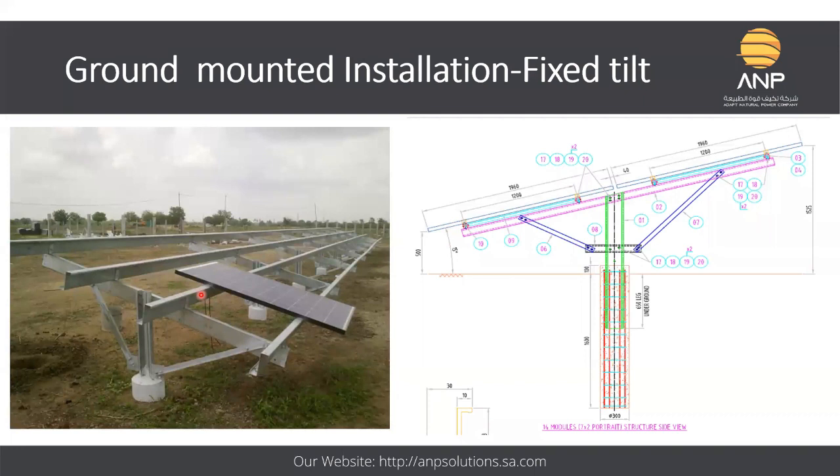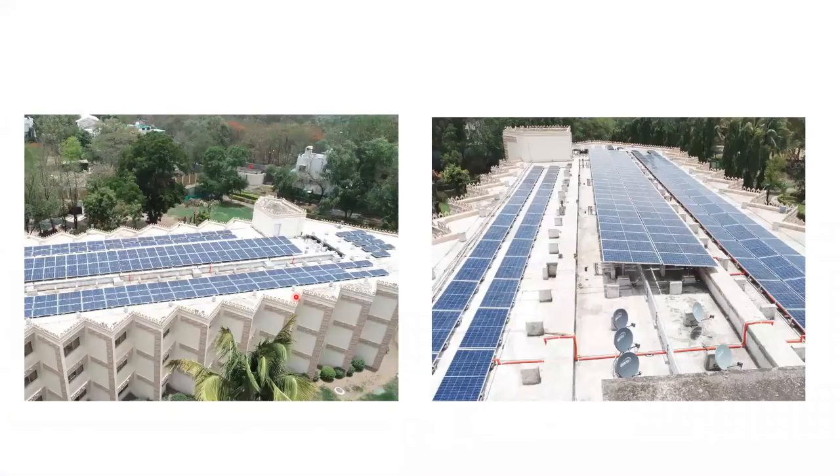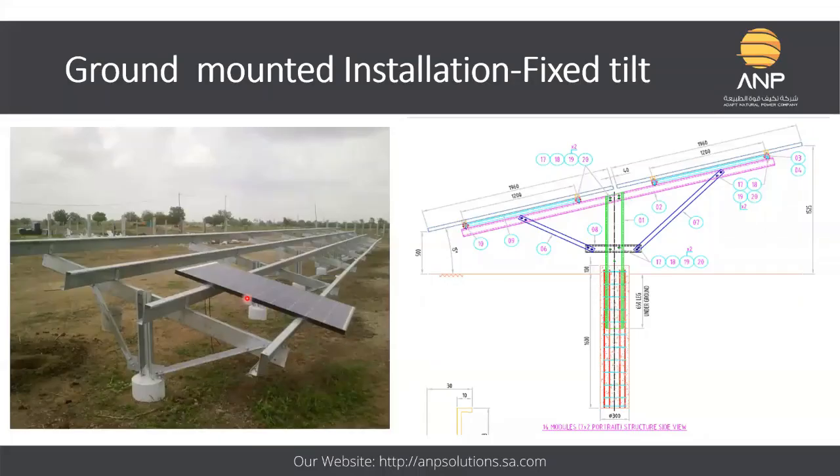Another advantage is that the temperature loss in case of ground mounted installation is less, because the flow of air in this particular type of installation is more as compared to another type of installation. For example, if you consider this structure, the distance between the module and the roof is less, but in case of this, the distance between the ground and module is more, so there will be continuous flow of air, so temperature losses will be less.